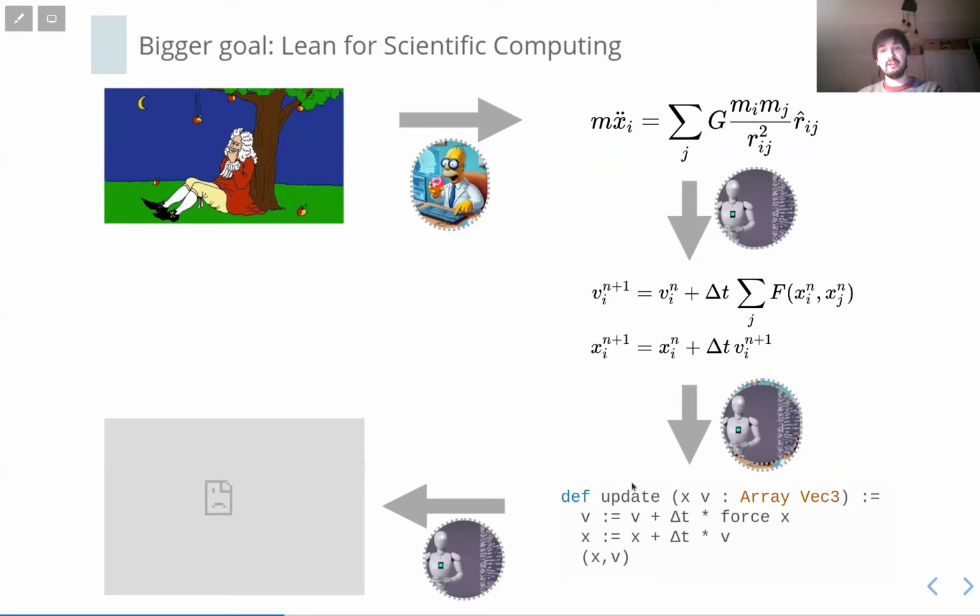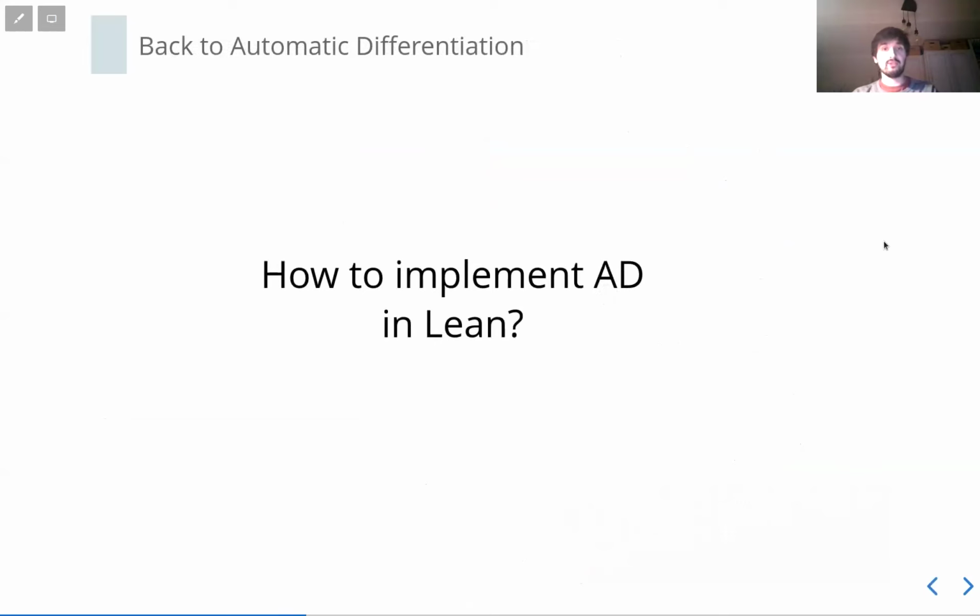Hoping that this would all be done automatically is too bold. It's too big of an ambition. So my hope is that the computer would do the parts which can be easily automated, like automatic differentiation, and the other parts which cannot be easily automated, like picking the right approximation, would be done by a human. And I think that Lean's interactivity would be great for this. So, back to automatic differentiation, let me tell you how I implemented it in Lean.